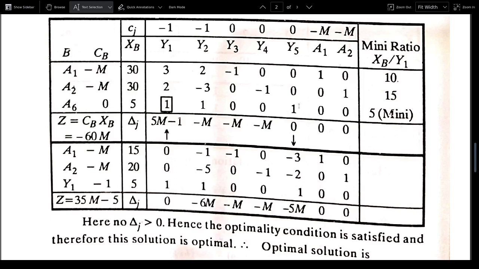So we find the minimum ratio. Minimum ratio will be what? XB by the incoming vector. The incoming vector is the first, Y1. So XB by the incoming vector means 30 by 3, which is 10. Then 30 by 2, this is 15. And 5 by 1 is 5. So 5 is the minimum, so A6 will be the outgoing vector.